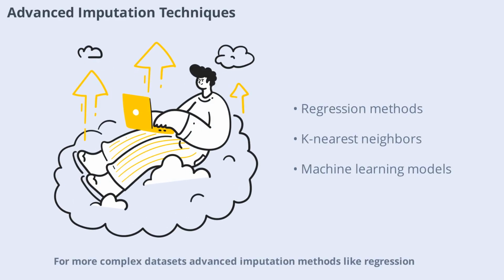For more complex datasets, advanced imputation methods like regression, k-nearest neighbors, or machine learning models can be used to estimate missing values. These techniques consider relationships between variables to make more informed guesses. While they can improve accuracy, they also require more computation and careful validation to avoid introducing bias. Choosing the right imputation method depends on the dataset and the analysis goal.